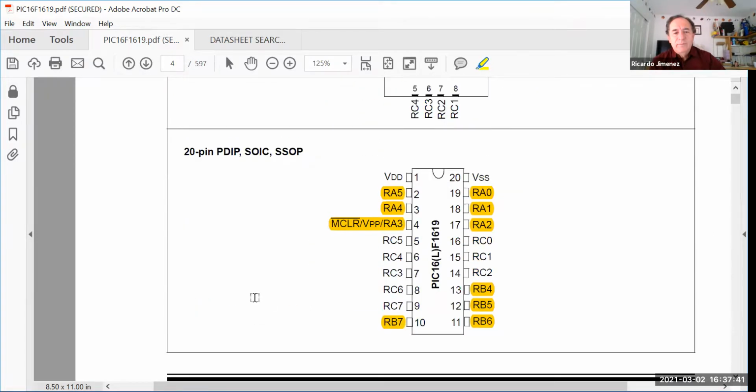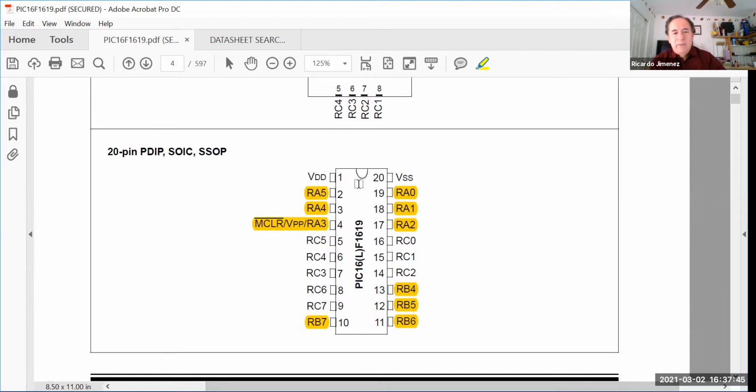This is how the device looks. VDD is power, VSS is ground. You have one port, which is called RA, with 6 bits, RA0, 1, 2, RA3, RA4, RA5. So 6 lines for port A. For port B, you have RB4 through RB7, 4 lines. For RC or port C, RC0, 1, 2, 3, 4, 5, 6, 7. So you have a byte, a whole byte for this port to read or write. In all those lines, you can read data or you can write data. So they are IO devices, input output devices. There's only one pin that only acts as an input, and that is RA3. Okay, RA3 is an input only pin. It can't be an output.